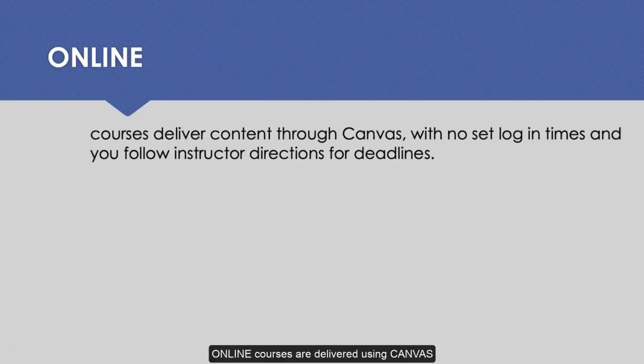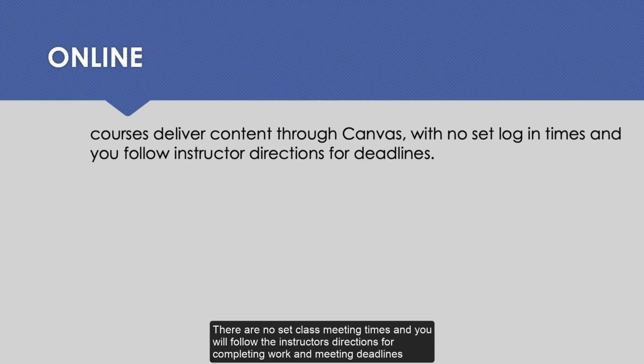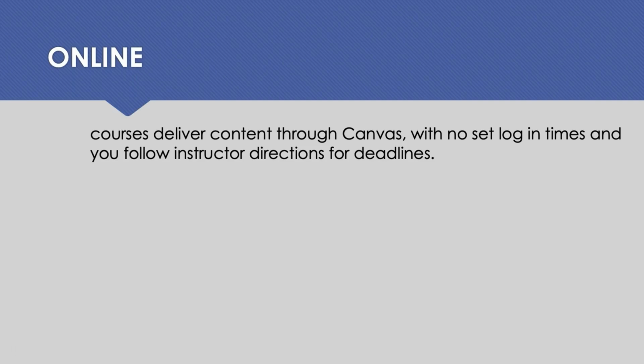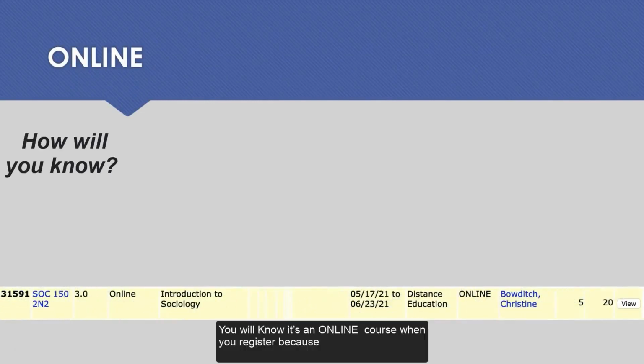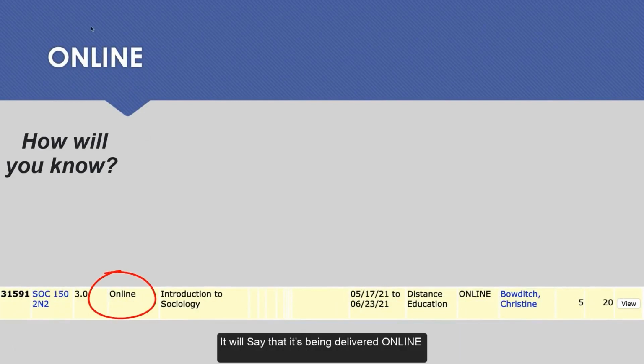Online courses are delivered using Canvas. There is no class meeting time, and you will follow the instructor's directions for completing work and meeting deadlines. You will know it's an online course when you register because it will say that it's being delivered online, and it will list the campus location as online.